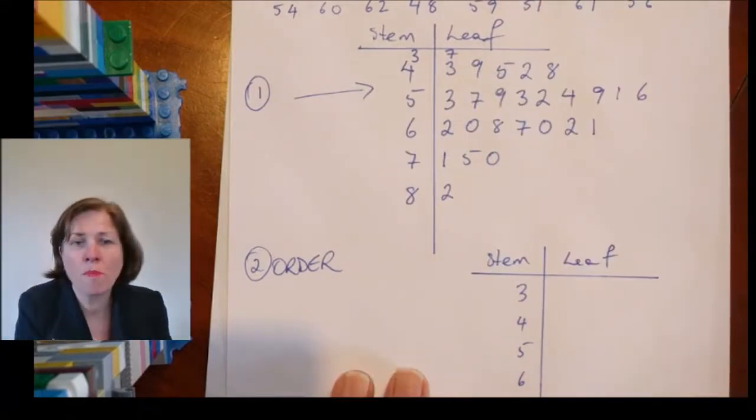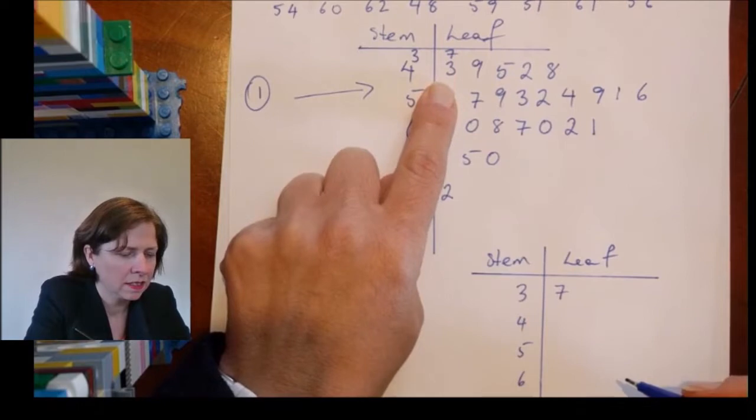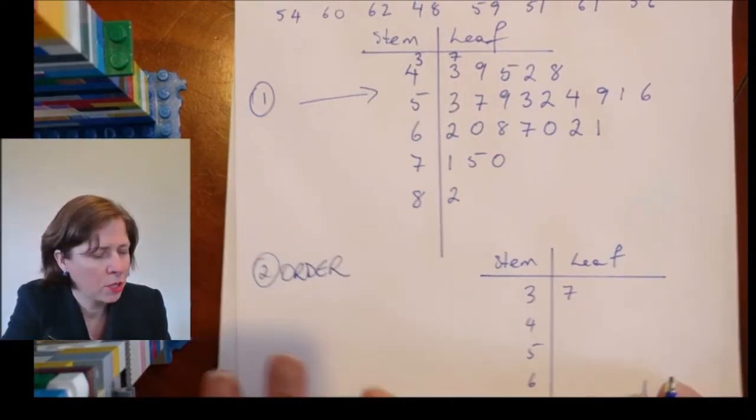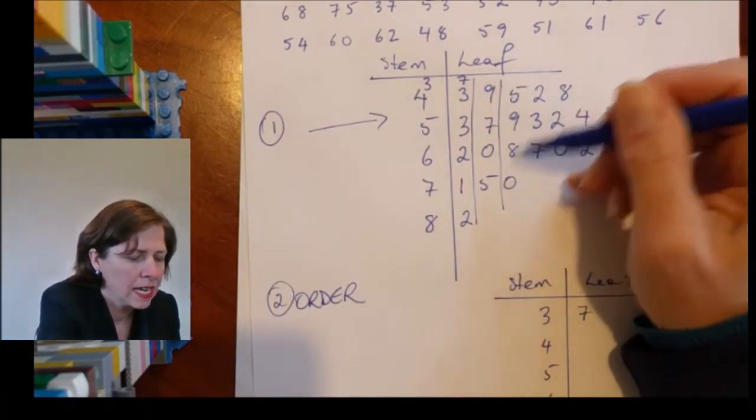So now I'm just going to copy these down, but putting the numbers in order. 37. Now I've got to start with the smallest number, and now's a good time to point out one of the things I did here. Notice how these are all lined up in neat columns.